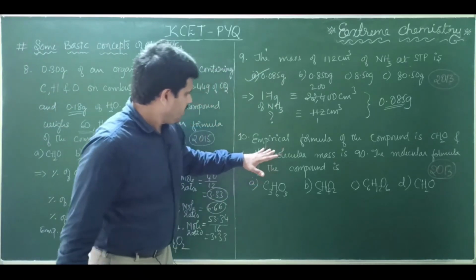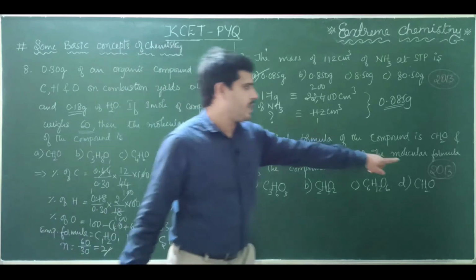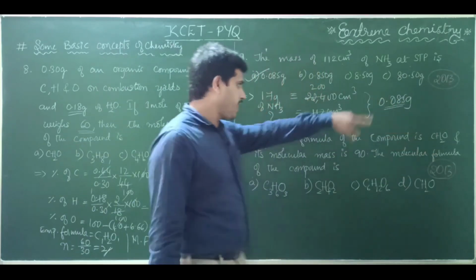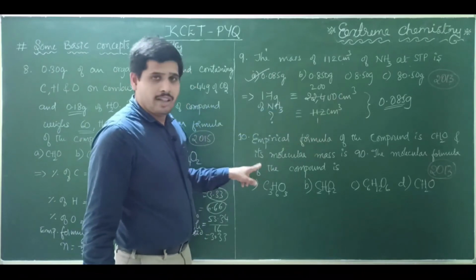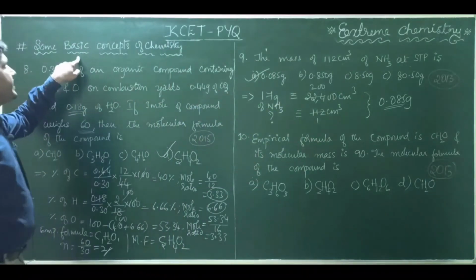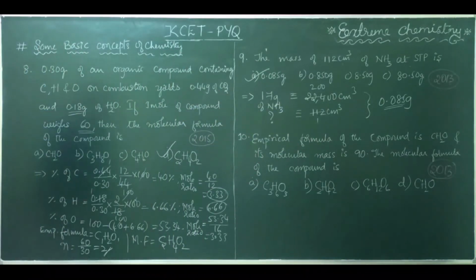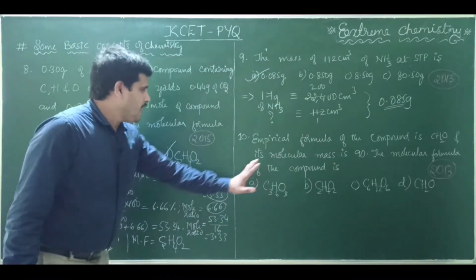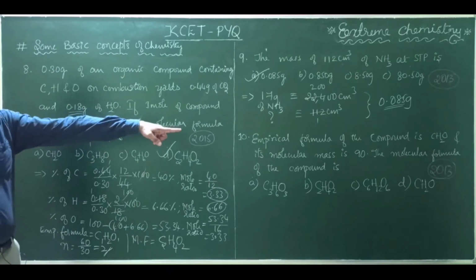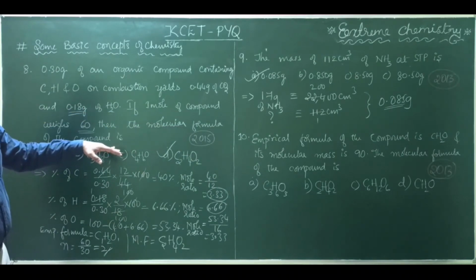Next, coming to the 10th question, which is again in the year 2013, so you can make a note of this. In 2013 you had 2 questions on the same chapter, some basic concepts of chemistry. Moving ahead, again it is related to empirical formula. Half of this problem is asked here if you observe carefully, isn't it, dear students?